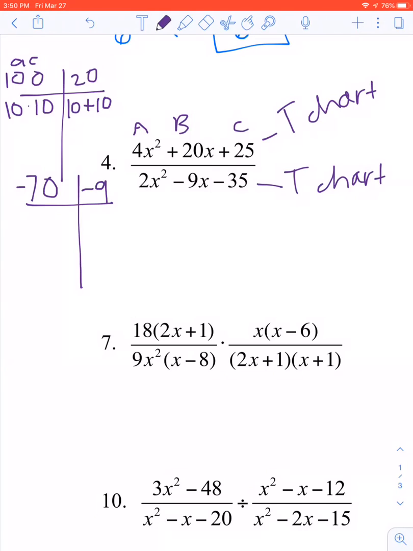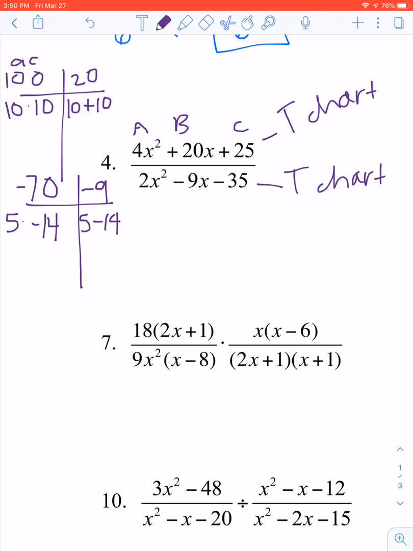Okay, so what numbers is it? It's going to be 5. Is it 5? Let me do the math too. Okay, it is 5 and negative 14. So did you guys get that? 5 minus 14 is going to give you negative 9.